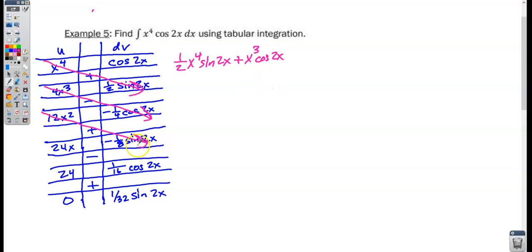Next one down, 12x squared times a plus sign times a negative 1/8 sine of 2x. So that's going to be a minus sign, and 12 over 8 is 3/2. That's 3/2 x squared sine of 2x.